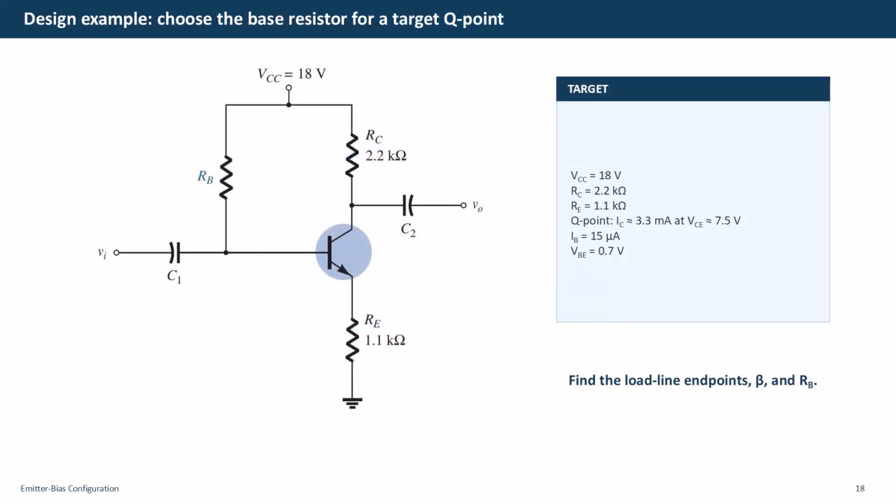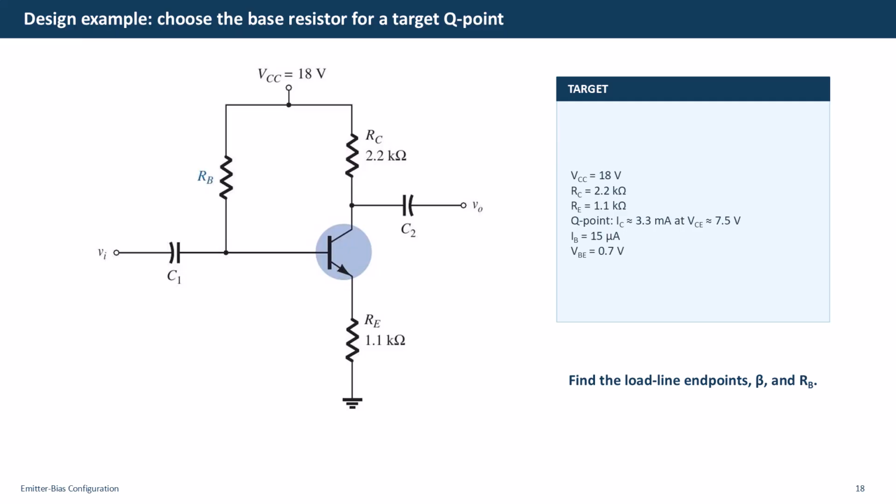In the design example, the supply is 18 volts, the collector resistor is 2.2 kilo ohms and the emitter resistor is 1.1 kilo ohms. The target operating point is approximately 3.3 milliamperes at 7.5 volts with a base current of 15 microamperes. We must first determine the load line endpoints, then calculate the transistor gain implied by the target currents, and finally select the base resistor that produces the stated base current under the constant 0.7 volt base emitter model. This sequence separates the output constraint from the input bias design.